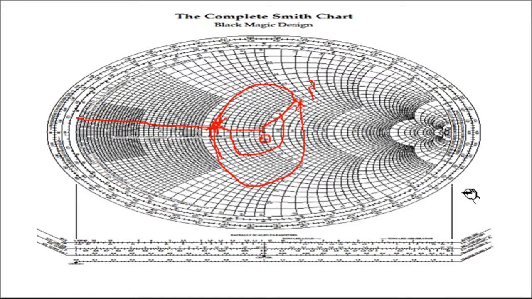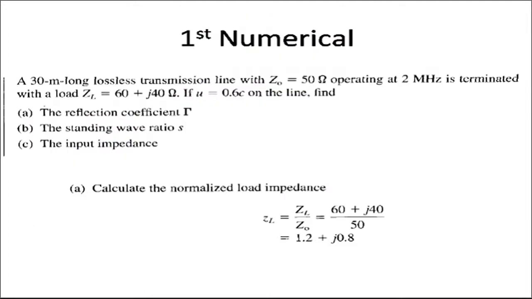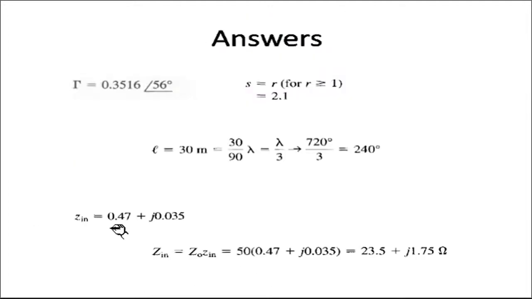Now try to understand, while calculating input impedance, whether you are on the upper half or the lower half. If you are on the upper half, this is inductive. If you are on the lower half, it should be capacitive. So if I calculate this, I got Zin as 0.47 plus j0.035.